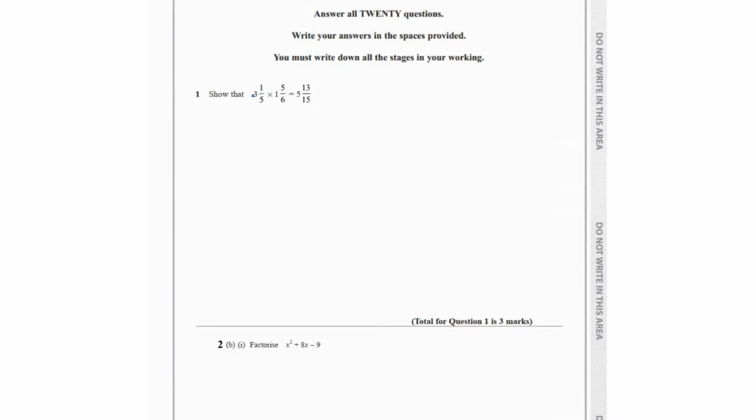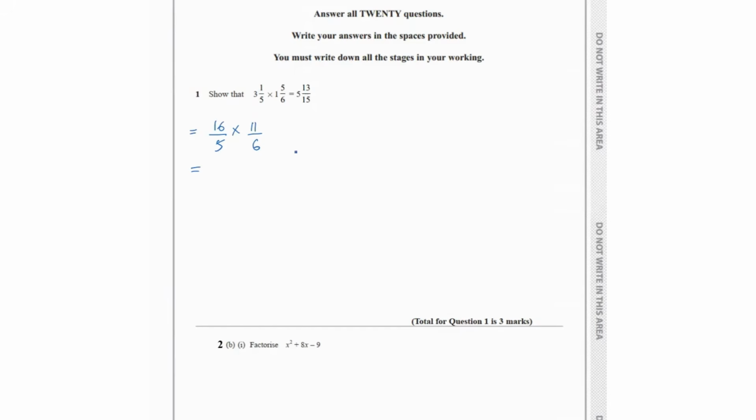So you multiply the denominator with the whole number, and then add the result to the numerator. So 3 times 5, 15, 15 plus 1, 16. 6 times 1, 6 plus 5, 11. So when you're doing this, the denominator remains the same. What changes is the numerator.